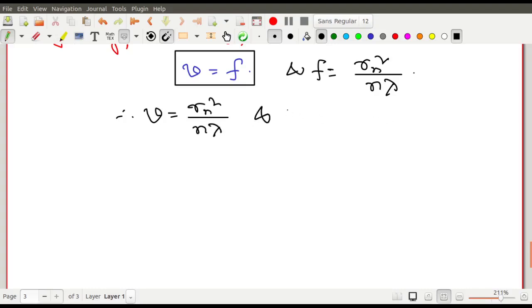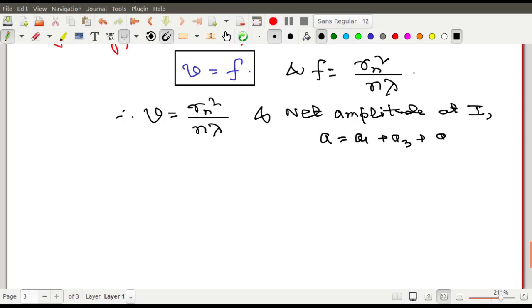And you may write the net intensity or amplitude, let me write net amplitude at capital I. I suppose it to be net amplitude at capital I. So what will be that? You know that it is A1 plus A3 plus A5 plus so on. So this is what we have studied so far, right? So just let me block it.